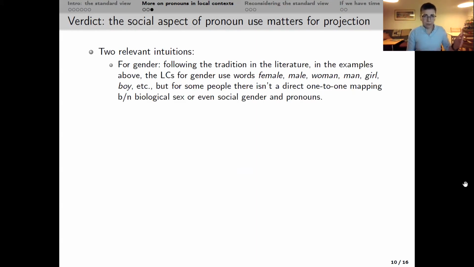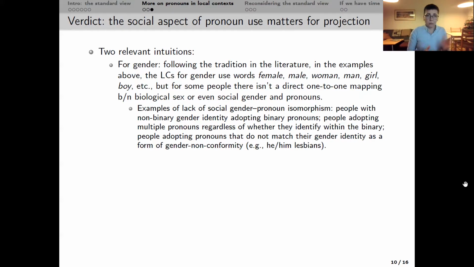One concerns gender. As I have already mentioned, in the literature people often use being female, being a woman, being a girl, and having she pronouns as equivalent things. But we know that for many people, there isn't a direct one-to-one mapping, not only between biological sex and pronouns, but even between social gender and pronouns. And some examples involve, for example, people with non-binary gender identity adopting binary pronouns, people adopting multiple pronouns regardless of how they identify and whether or not they identify within the binary, people adopting pronouns that do not match their gender identity as a form of gender nonconformity, and so on and so forth. And if you're a speaker who recognizes this lack of isomorphism between social gender and pronouns, then you might not be willing to conclude that if someone is a woman, they will necessarily use she pronouns.